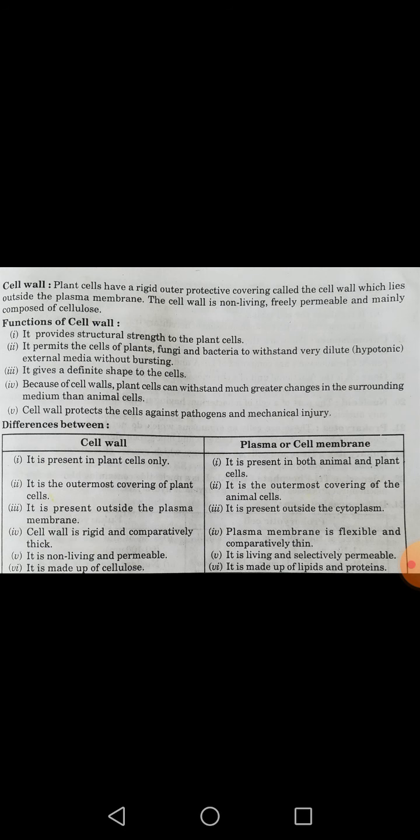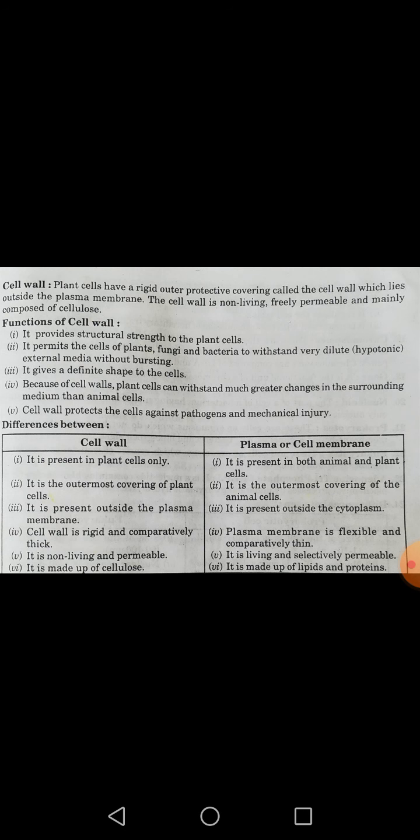So I am very quickly revising कि cell wall is the outermost covering of the plant cells, ठीक है, which is composed of cellulose. It's a non-living freely permeable membrane, and it has many uses in plants. Number one, it provides strength to the plant cells, ठीक है, and it prevents mechanical injuries or infection by pathogens, ठीक है, and it gives a definite shape to the plant cells.